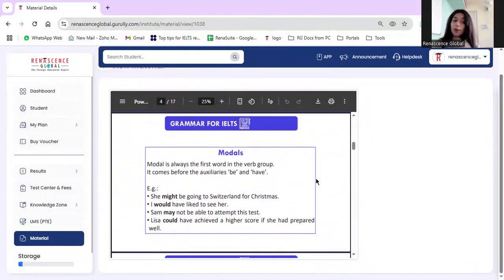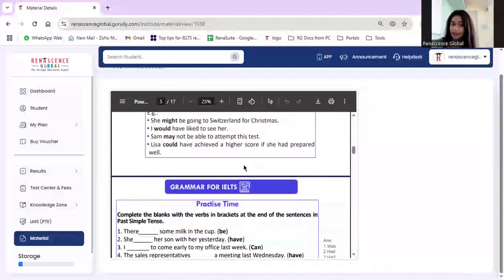Now, a modal is always the first verb in the verb group. It comes before the auxiliaries be and have. She might be going to Switzerland for Christmas. Now, might be going. I would have liked to see her. Sam may not be able to attempt this test. Lisa could have achieved a higher score if she had prepared. So may, might, would, could, all of these are modals.